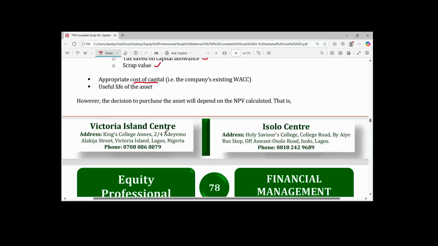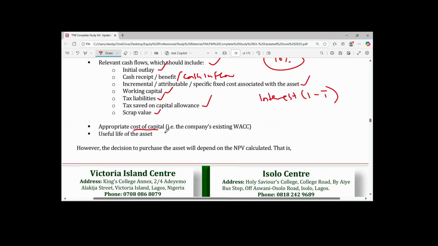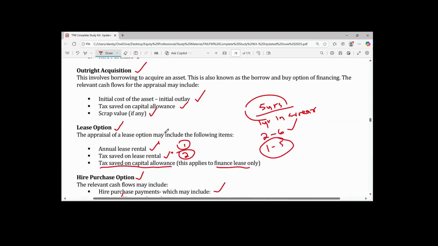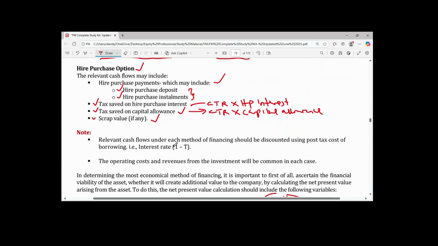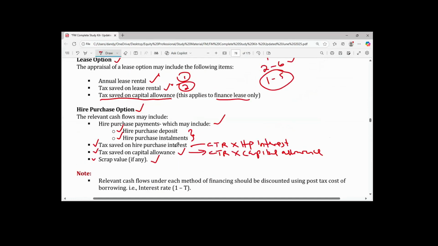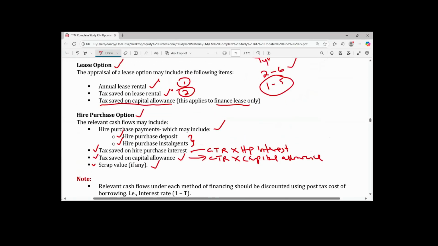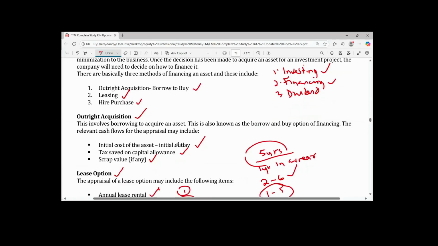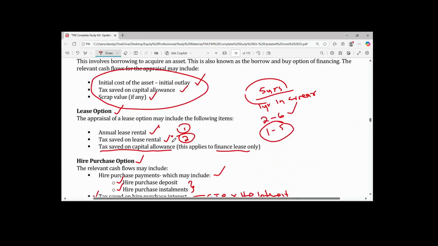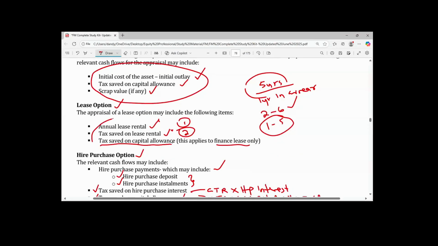All right. So you can just go back to the material and read more of all the things that we have been discussing, in summarized form. But what is important is that for you to do well under this topic, you must master all these items that I mentioned to you. Under outright acquisition, what are the variables you should consider? These are the variables here. Under lease, what are the variables you must consider? We have discussed it. These are the variables that must be there.